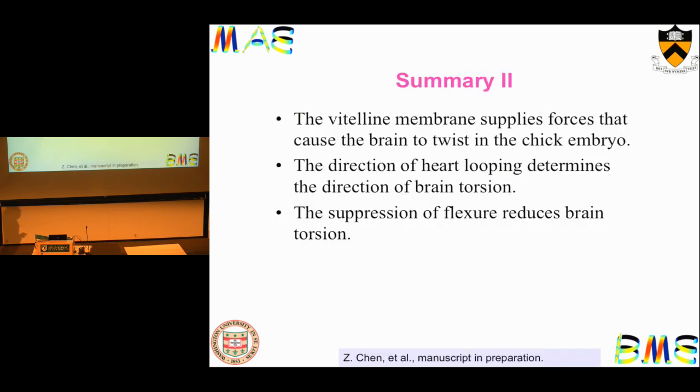So to sum up, we show that the Thayer membrane applies an external force that is necessary for the brain to twist in a chick embryo, and that the direction of heart looping actually determines the direction of brain torsion. And that's why, in most cases, the brain twists rightward. That's because, in most cases, the heart loops to the right. And that the suppression of the flexure, and in particular the second and third flexure, reduces the brain torsion.